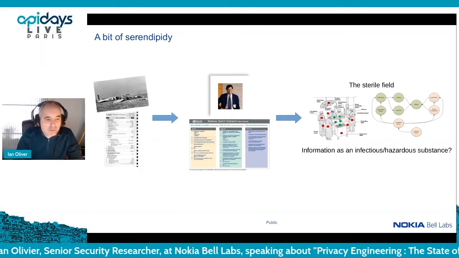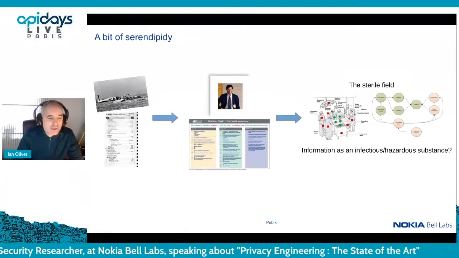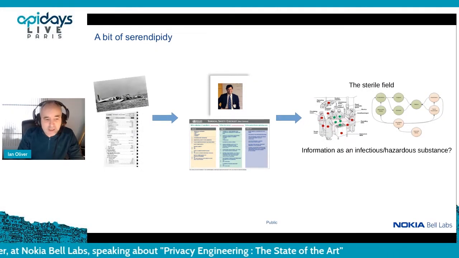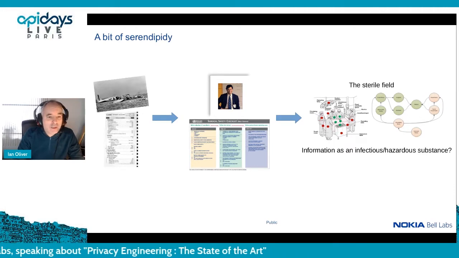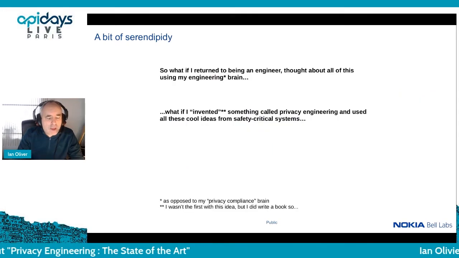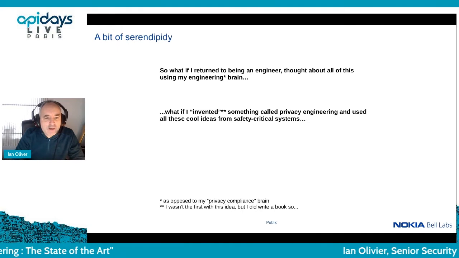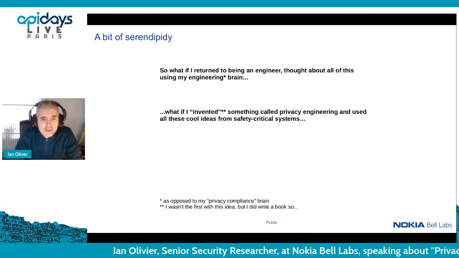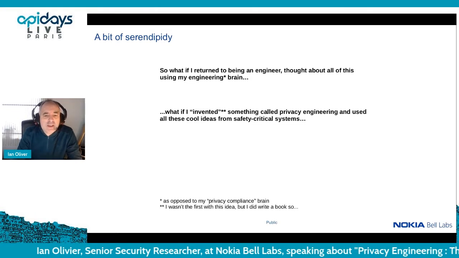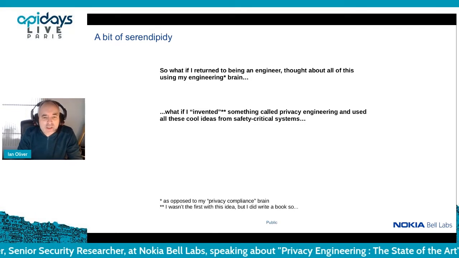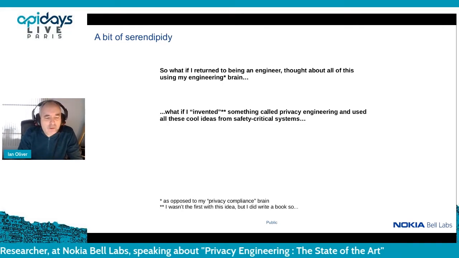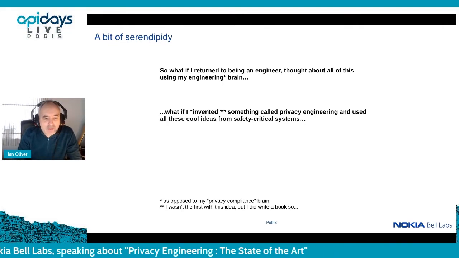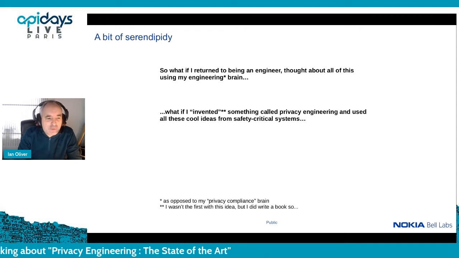And this was quite interesting from my perspective because I'd worked with modeling languages like UML from the very beginning, even before it was public. So I sat down and then used my engineering brain rather than my privacy lawyer brain. I thought, actually, what happens if we turn this into an engineering discipline and use all these really cool ideas from safety critical systems? So at this point, I'll say I invented privacy engineering.